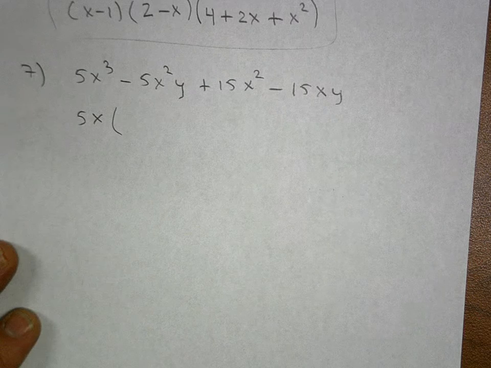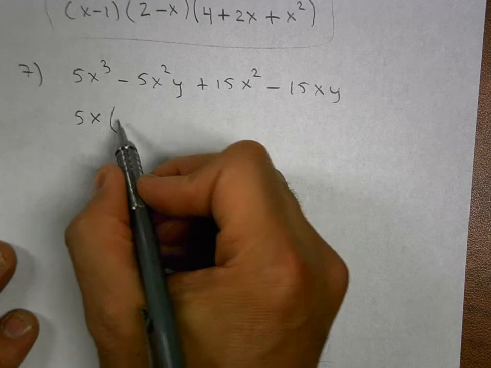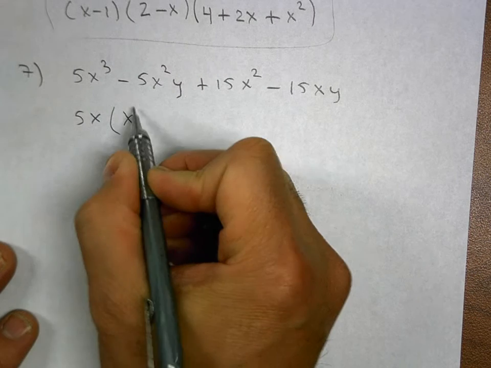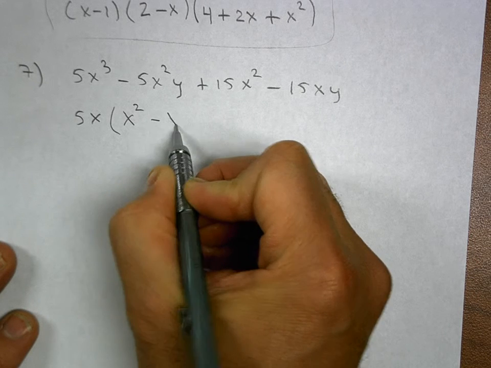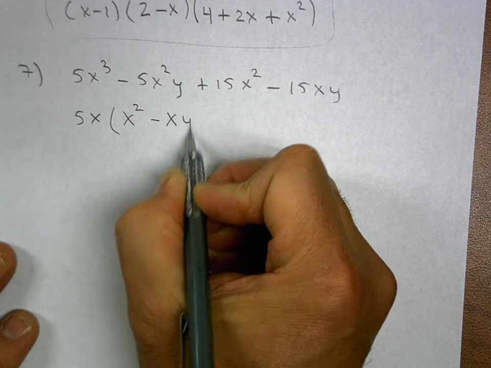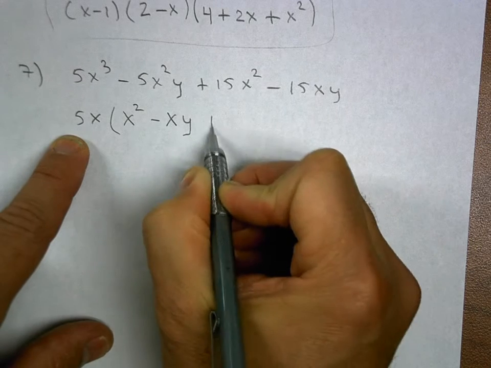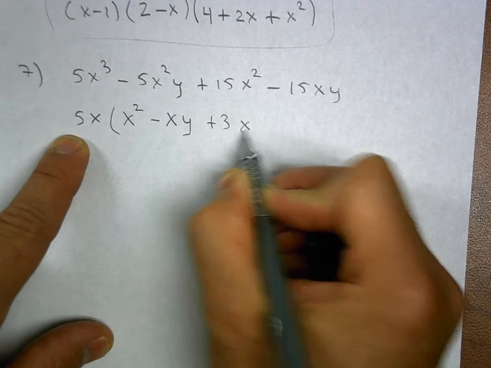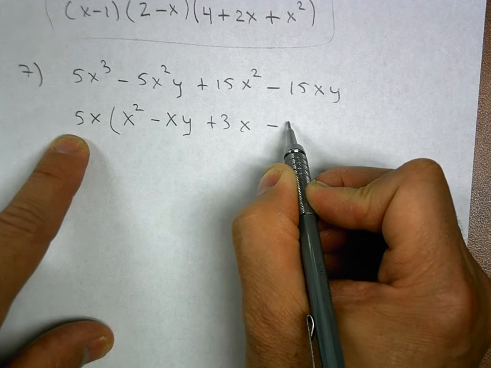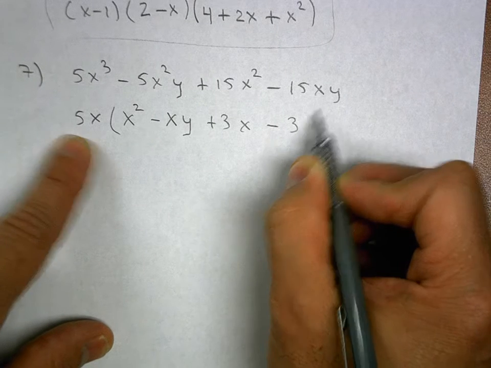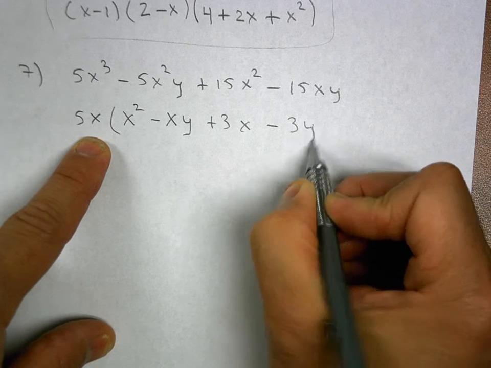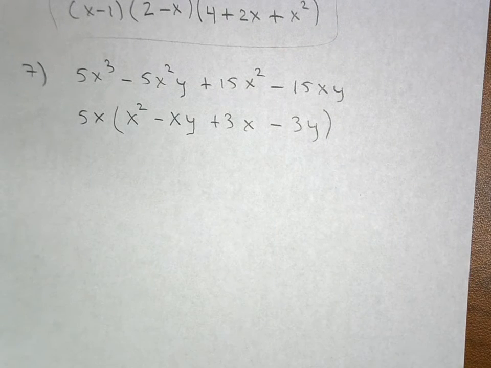GCF. What do we have left? x squared minus 1xy plus 3x minus 3. It already has an x, so 3y. There we go. So we took a GCF out.